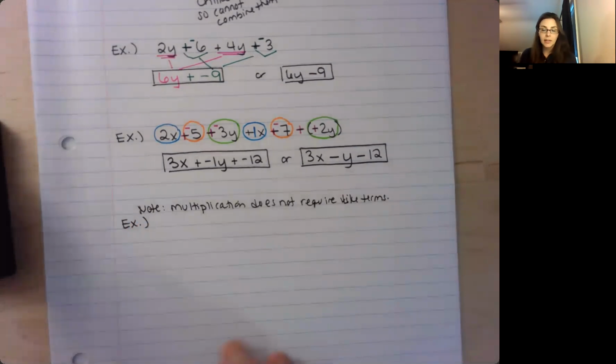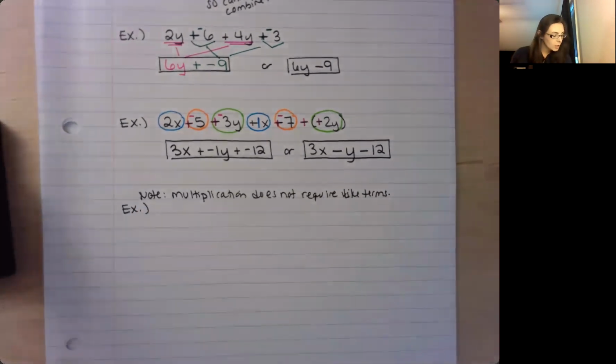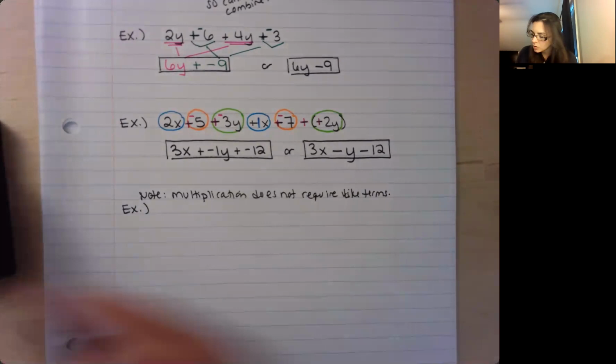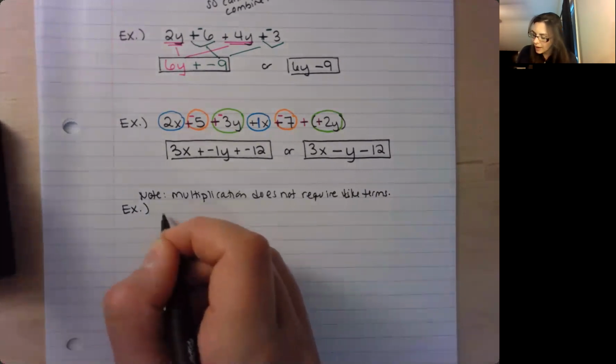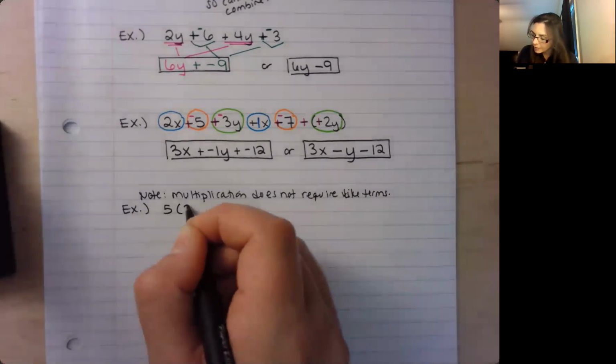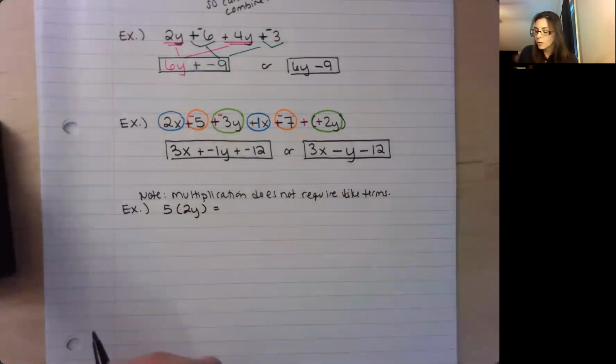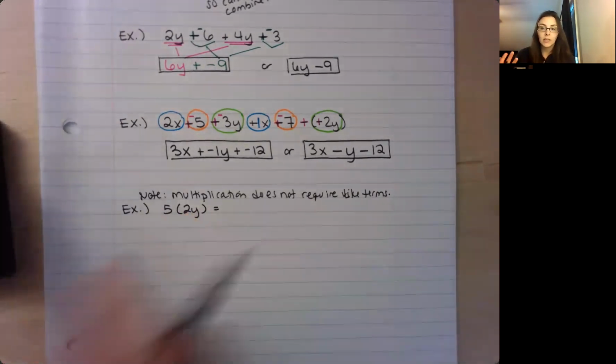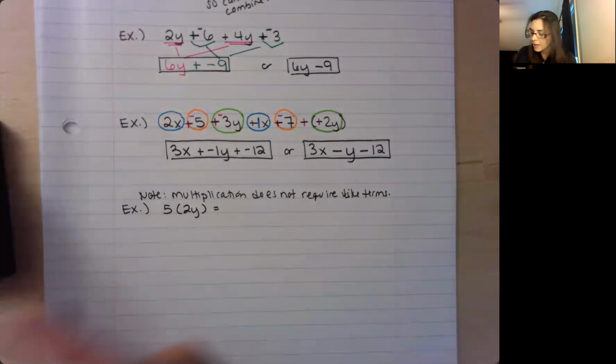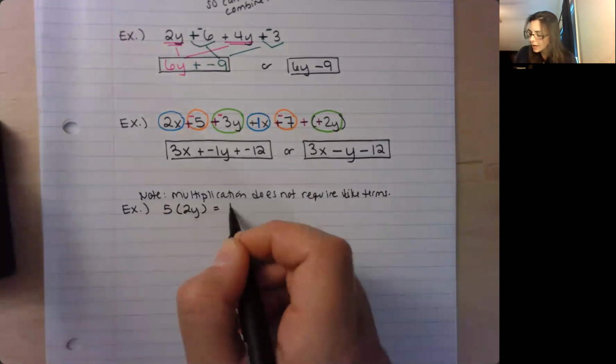Multiplication does not require like terms, only adding and subtracting. So let's say I have something like this. Let's do example 5 times 2y. So again, I don't have like terms here, but it's okay. For multiplying, you're just going to multiply the numbers out front in this case. 5 times 2 is 10, and I just have 1y.